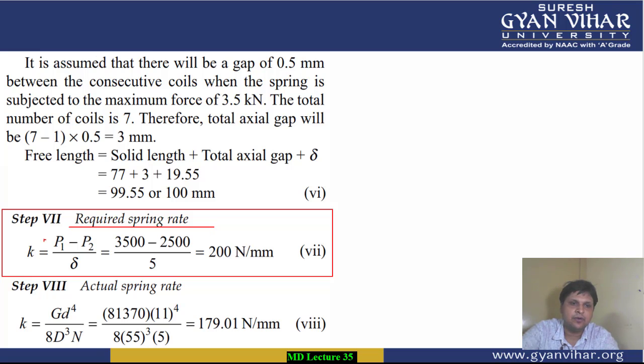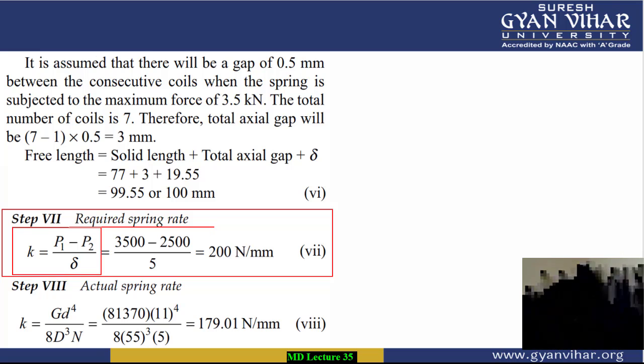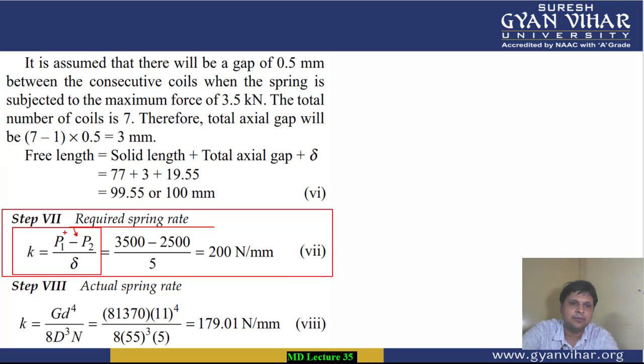Now the spring rate, we all know, is equal to load by deflection. But again here, the load which we will take will be the difference of the two, maximum and the minimum load. Means 3500 minus 2500 divided by the deflection value. Alright. So this we always keep in mind. Here we will not take the maximum value of load. We will take the difference of the load. P1 minus P2 by del.